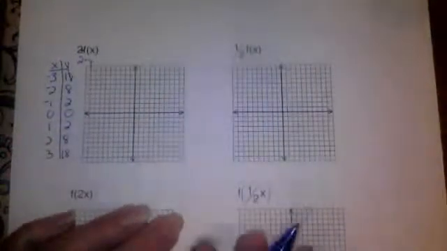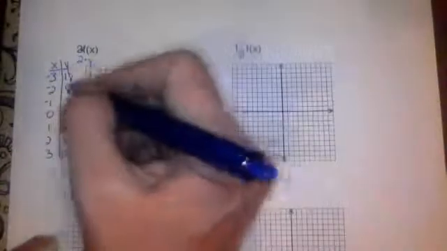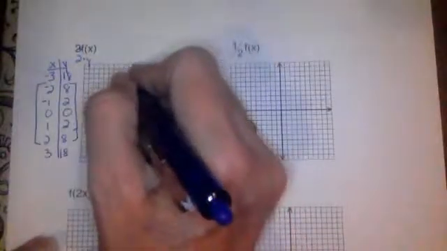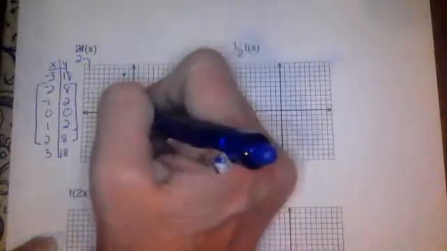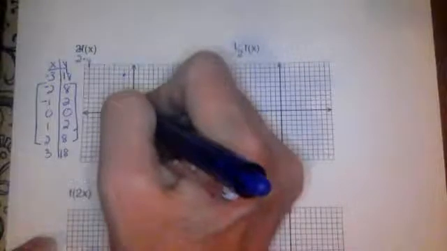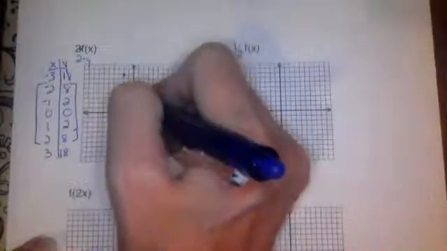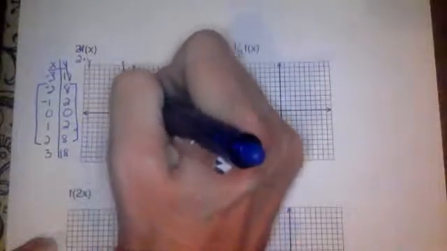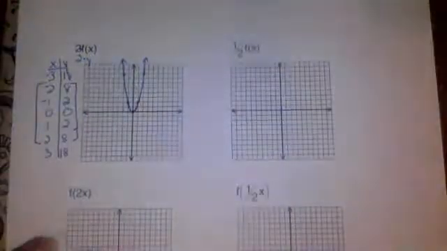All right, so obviously 18 is way too large for our graph. So we're going to just use these values right here, down to the 8. So we're going to graph negative 2, 8, negative 1, 2, 0, 0, 1, 2, and 2, 8. And as you can tell, that made that graph a lot more narrow.